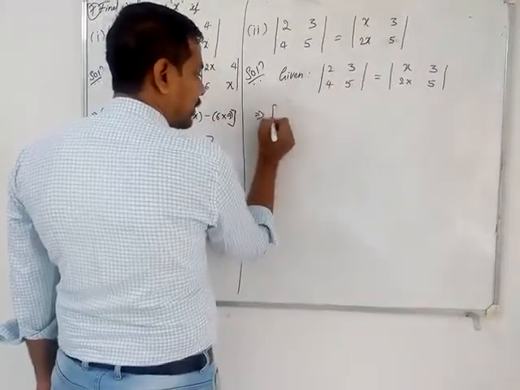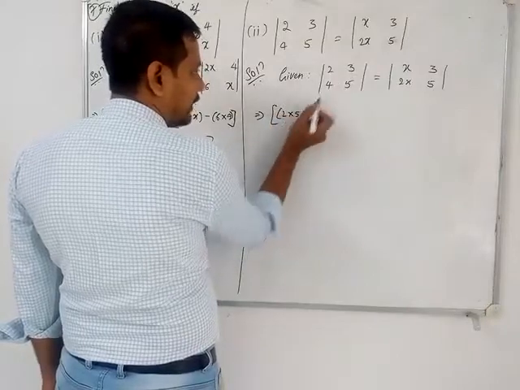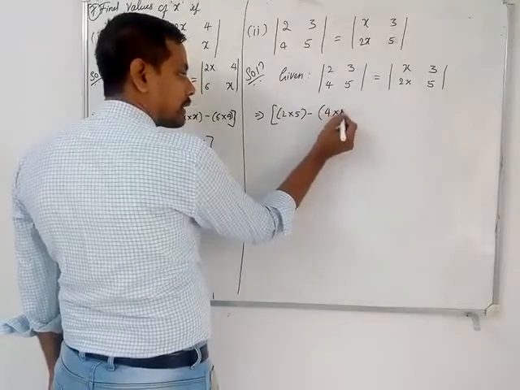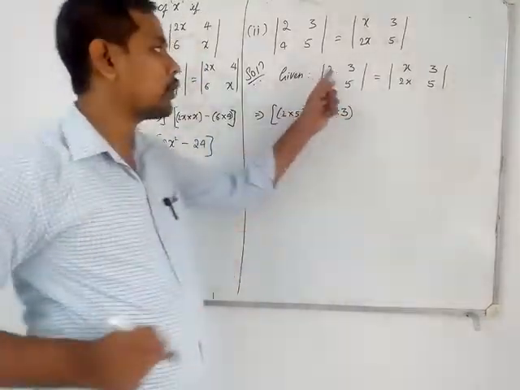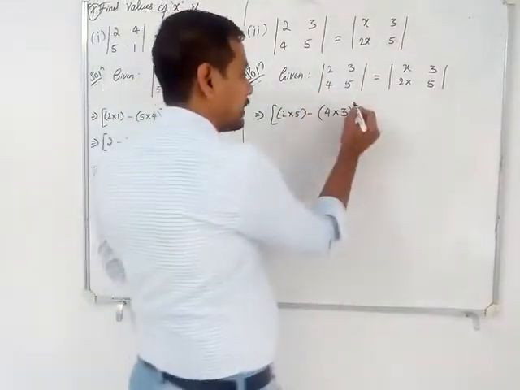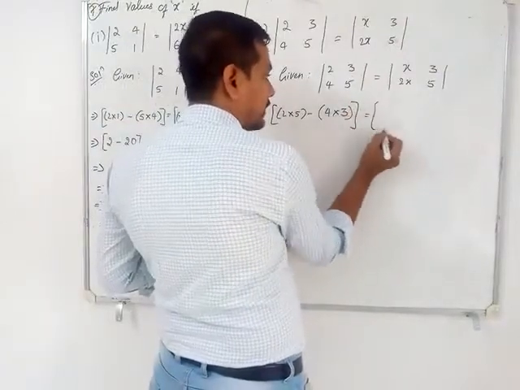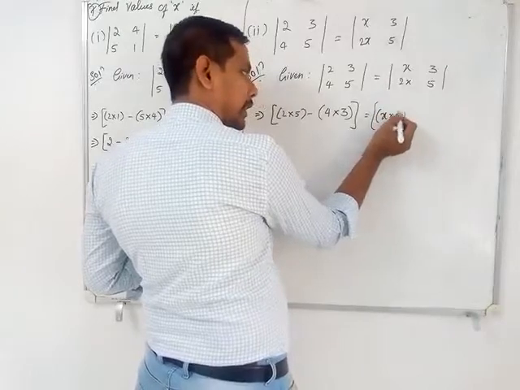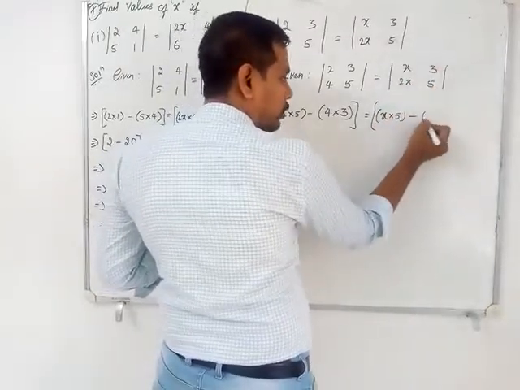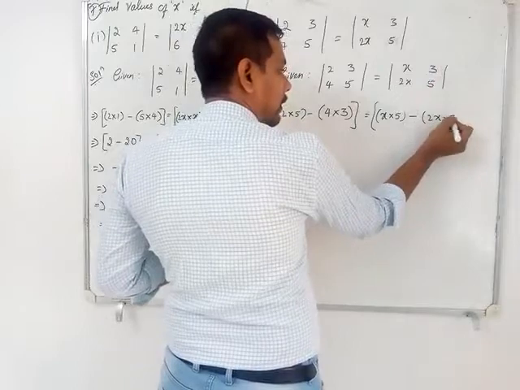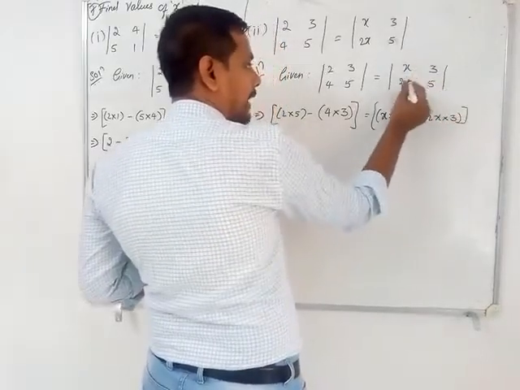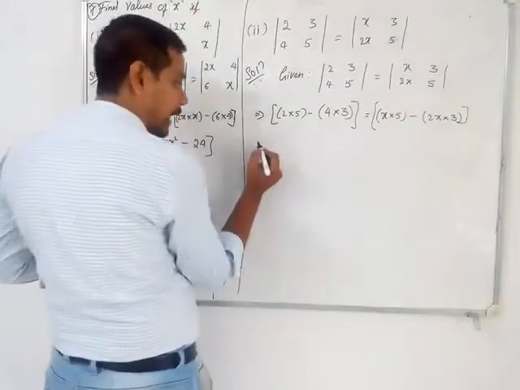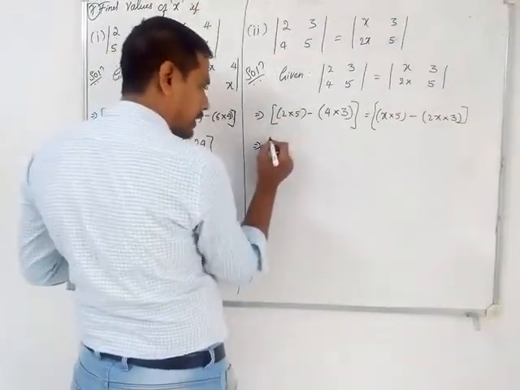What is the value of this determinant? 2 into 5 minus 4 into 3, that was about the first determinant, is equal to x into 5 minus 2x into 3. That was about the second, the RHS determinant.